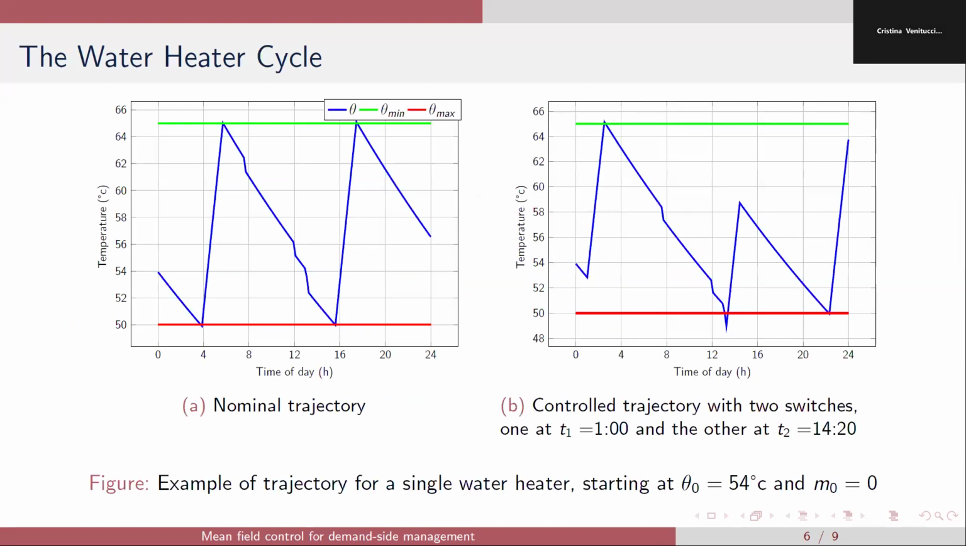The typical cycle of the water heater, called the nominal trajectory, is as follows. The water heater keeps being turned off until it reaches the minimal temperature, and then turns on until it reaches the maximal temperature, and on and on. And to that, we add two controlled switches. This is a way to move the consumption of the water heater to early in the day, or to push it back to late in the evening.